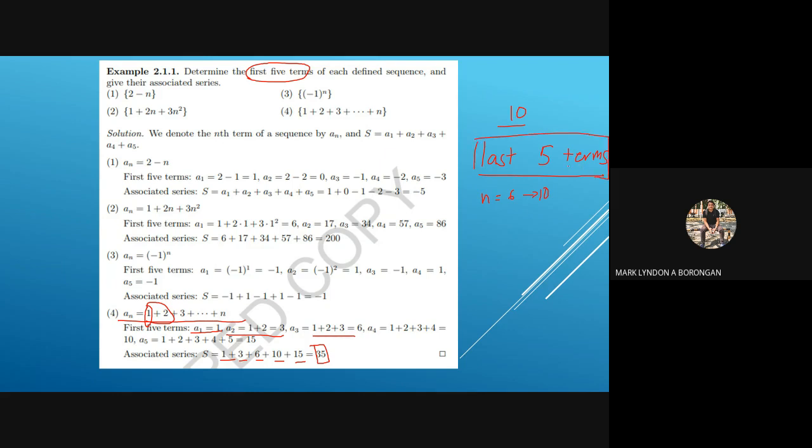So it really depends on your terms, guys. So read the instructions carefully. Okay, first 5 terms here. So the first 5 terms, or like the first 5 numbers of our counting numbers. Okay?